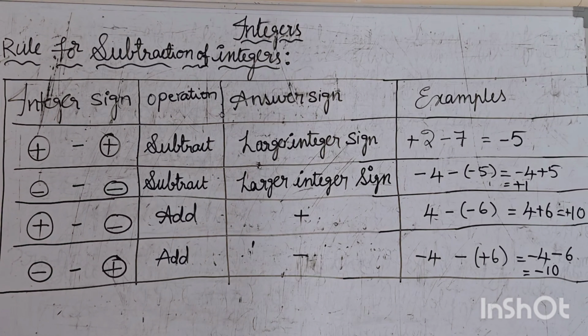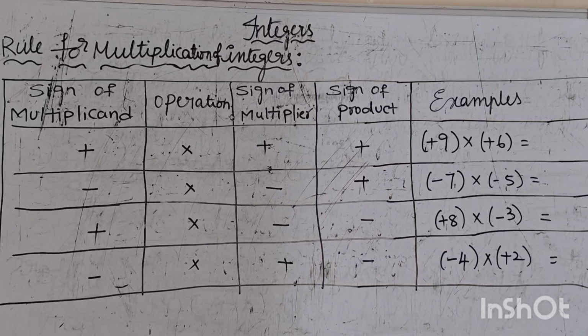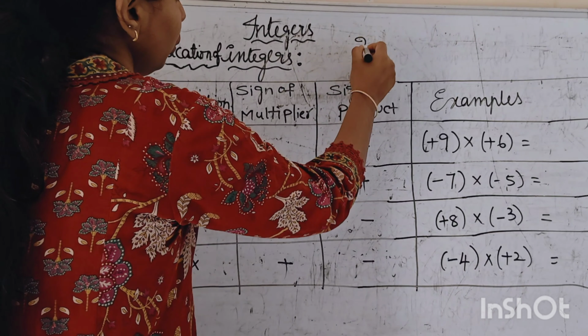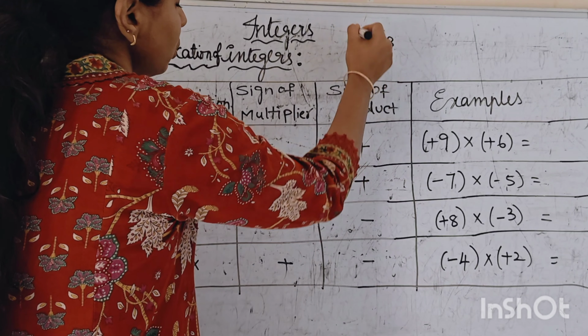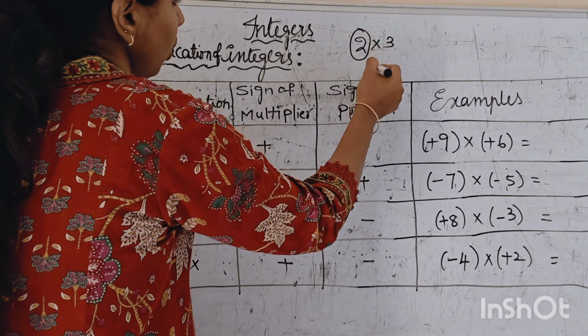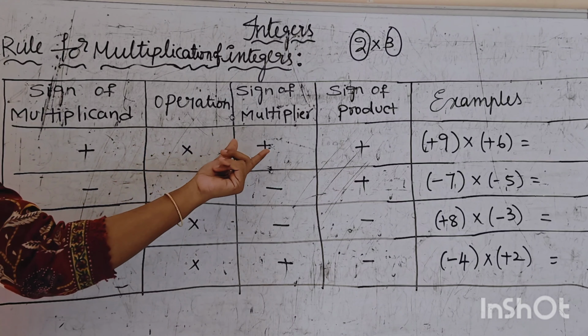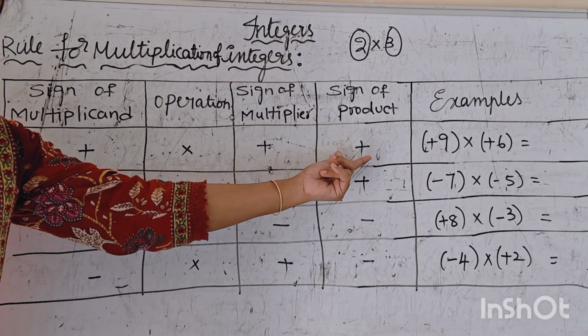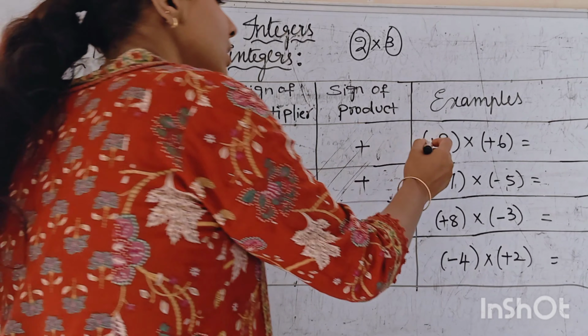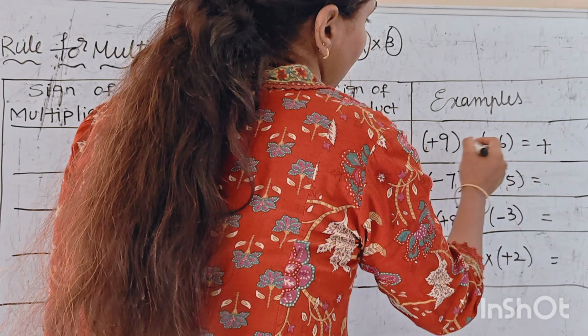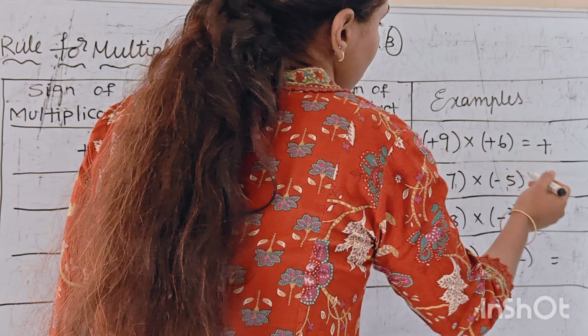Hope you understand the rule for subtraction of integers. Let's see the rule for multiplication of integers. What is the meaning of multiplicand and multiplier? If I am taking 2 into 3, this 2 is called the multiplicand, this 3 is called the multiplier. Now see here, the sign of the multiplicand, plus into plus, the answer will be plus. For example, plus 9 into plus 6, plus, 9 sixes are 54.